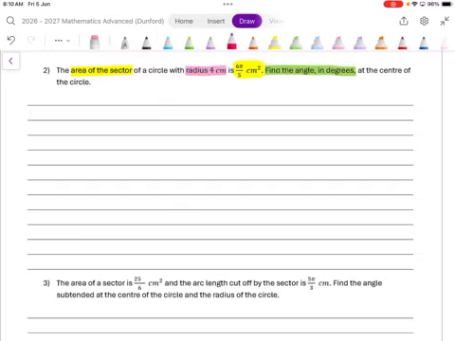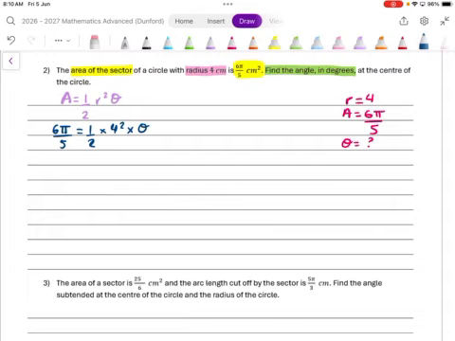So over to the side, I'm just going to write a list of what we've been given. We've been given R equals 4, A equals 6 pi on 5, and our theta is our question mark that we're trying to find. So we're going to start off with A equals a half R squared theta, and we're going to replace our A with 6 pi on 5 equals a half times our R, which is 4 squared, times our theta.